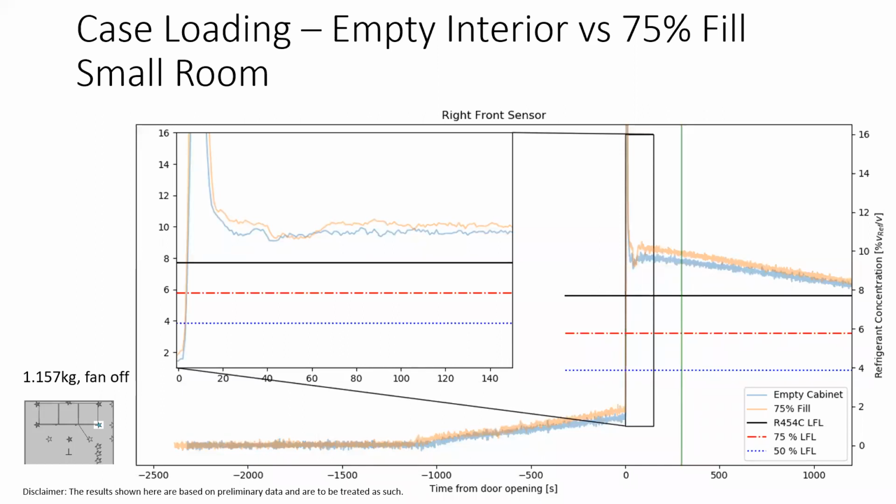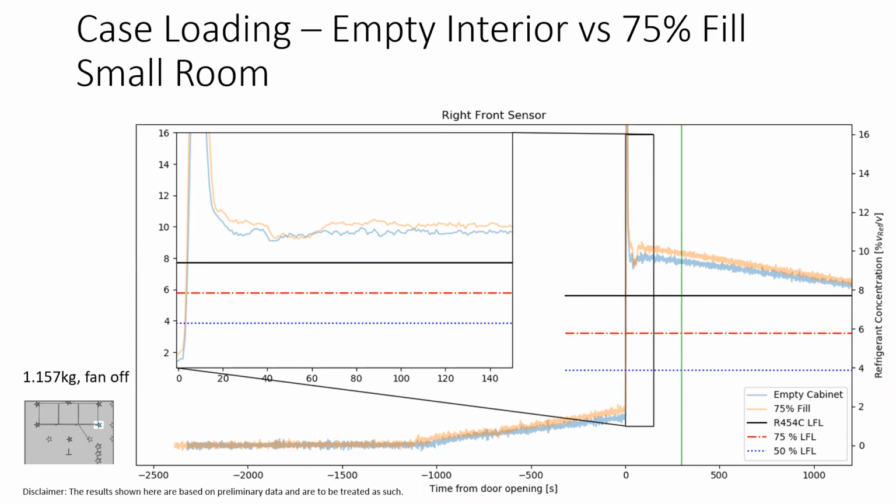The green vertical line identifies the 5-minute period after opening. Per the requirements in Annex CC of IEC 60335-2-89, all required sensor values need to be below 50% LFL, which is indicated by the blue dotted line in this chart. Now, Tim just mentioned that there were some changes made to the North American version of the standard. The red dotted dash line is also put on this chart in order to show a 75% LFL reference point. And then the black solid line is the LFL for the specific refrigerants.